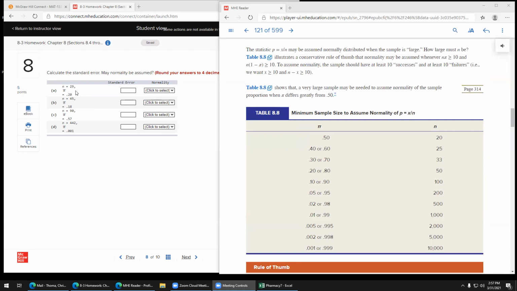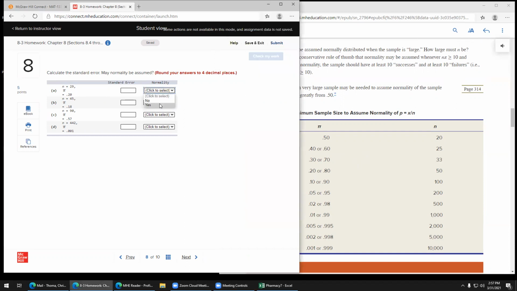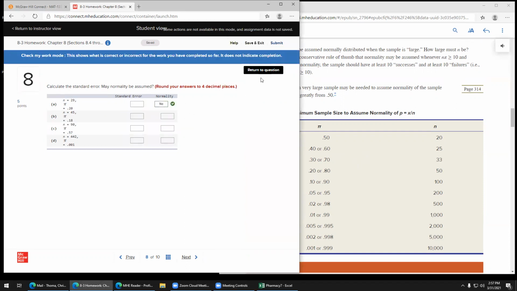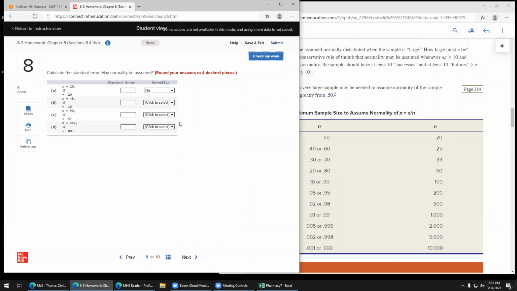So for like this first one, our N is 29. So it's right here between 25 and 33. Our proportion should be 0.4 to 0.6 or 0.3 to 0.7, somewhere in that range, and we're at 0.2. So this is definitely a no already, right? So that's how you use the table.